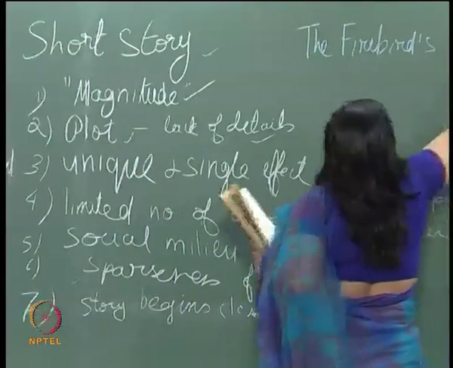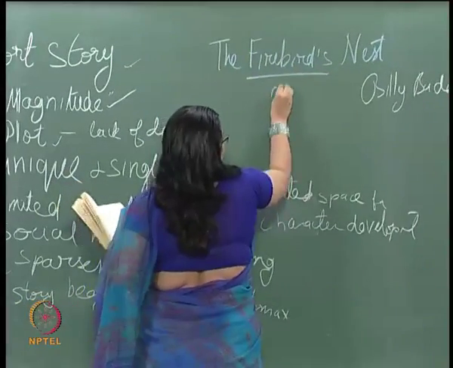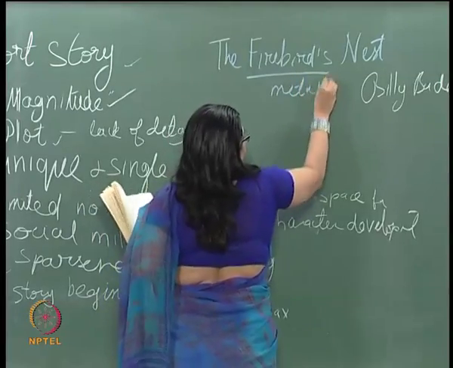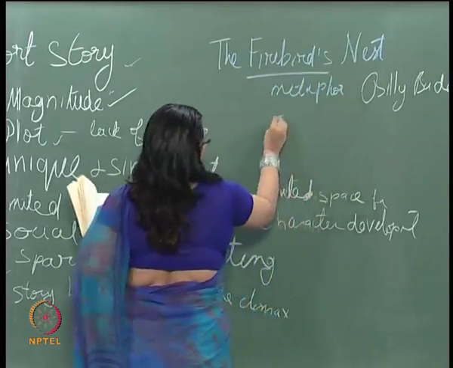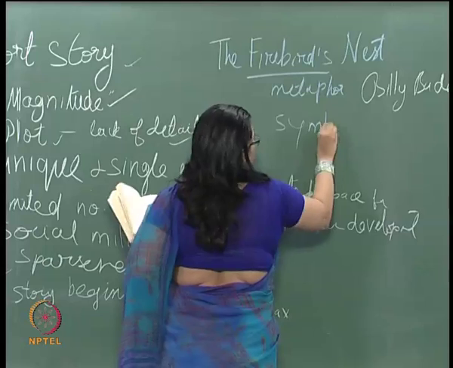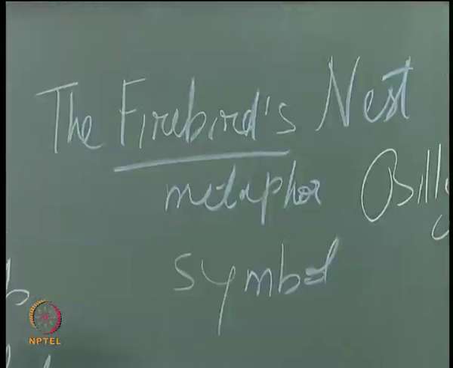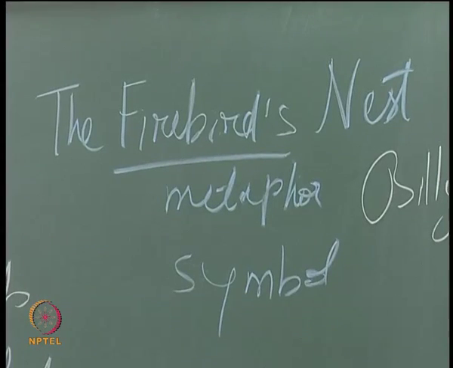The firebird becomes a metaphor or a symbol for something. So, let us begin a reading and we will see what Rushdie is trying to tell us here.